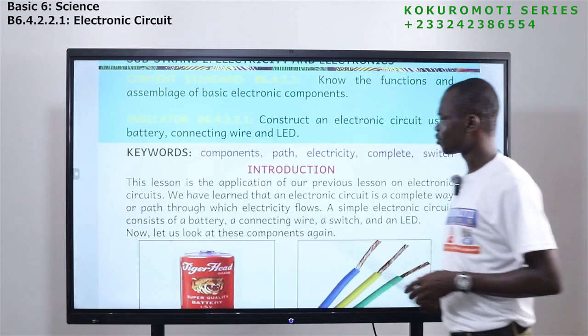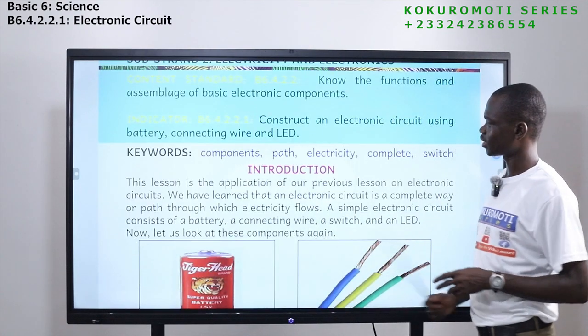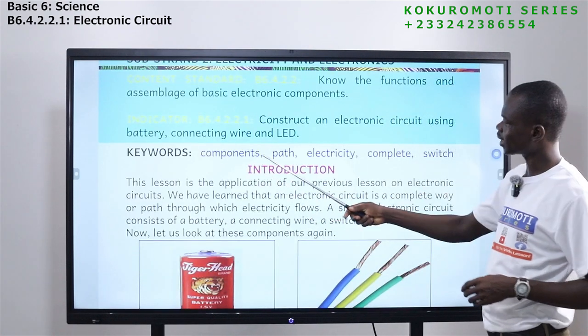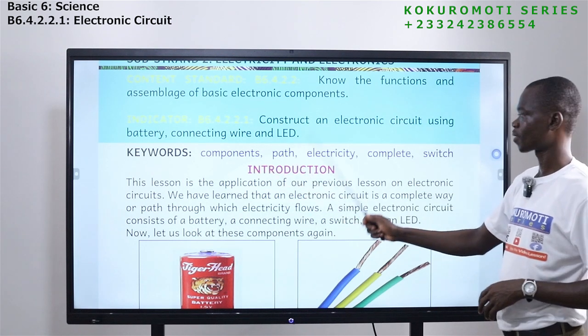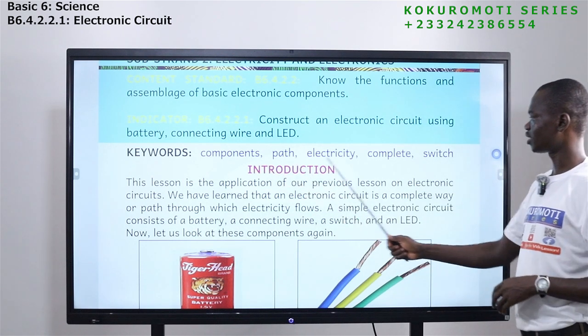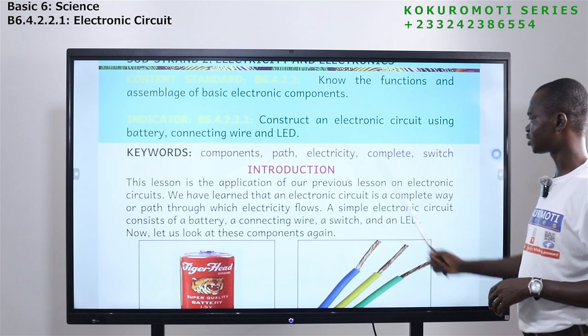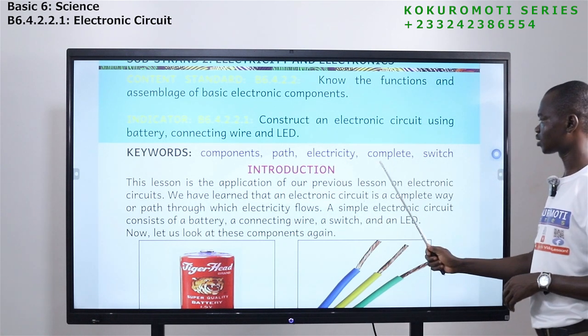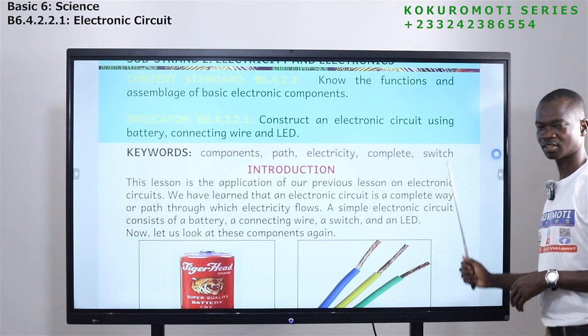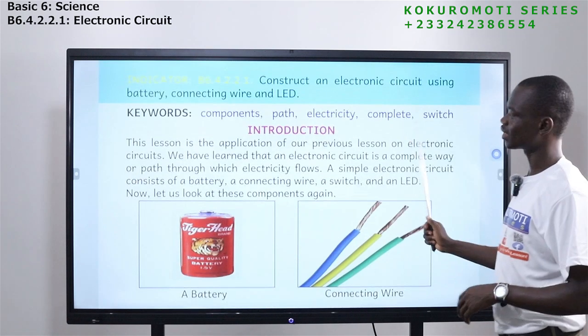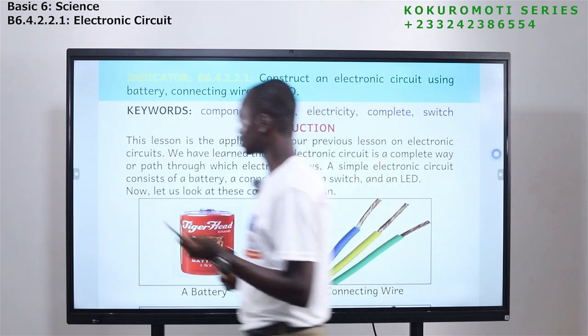So let's continue on. The keywords are here. The first keyword is components. The next one is path. We have electricity here. The next one is complete. And then we have switch. So these are the keywords that you find in the lesson.